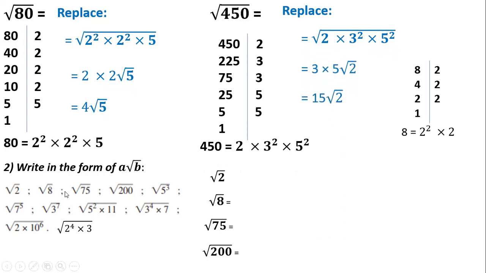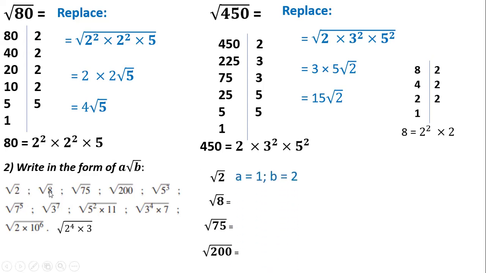Now I should write the following radicals in the form of A radical B. I have radical 2. 2 is a prime number. It cannot be simplified. It cannot be written as a perfect square, so I leave it as it is. Always in front of the radical, I might have a number. This number is called the coefficient. So A is the coefficient and B is the radicand. So what is A here? Since I have no number here, the only number that I can write, or leave unwritten, is 1. So A is equal to 1 and B is equal to 2.